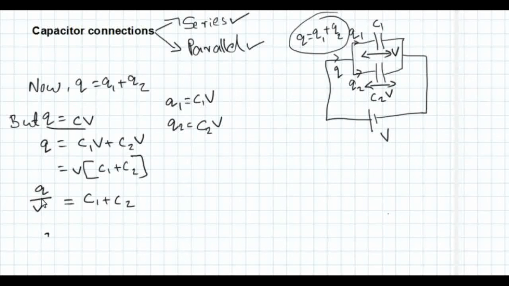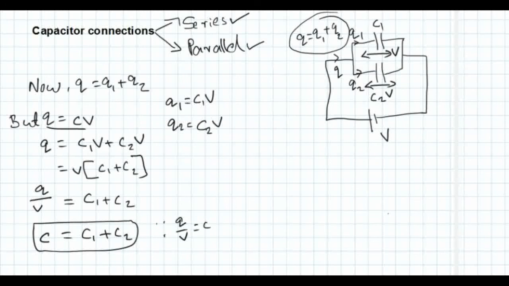And what is Q by V? So Q by V should be C. From this relation, Q by V should be C. Therefore, C is equal to C1 plus C2. So C is equal to C1 plus C2 is the effective capacitance of two capacitors which are in the parallel mode of connection. Then this way we can find the capacitance of three capacitors which are in parallel mode.